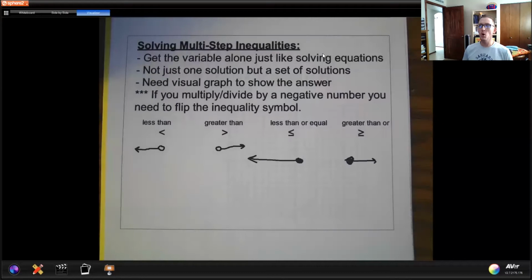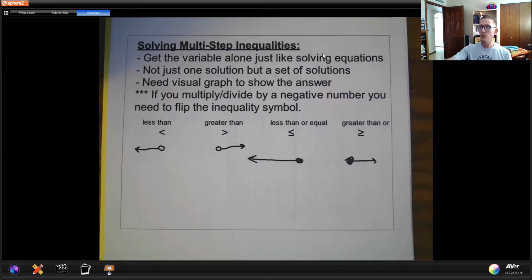So if we go back to our multi-step inequalities, we wanted to get the variable alone. We wanted to understand that there was not just one solution, but there's a set of solutions, because y is greater than something. So there's going to be this idea that there's more than one solution now, so there has to be a visual.